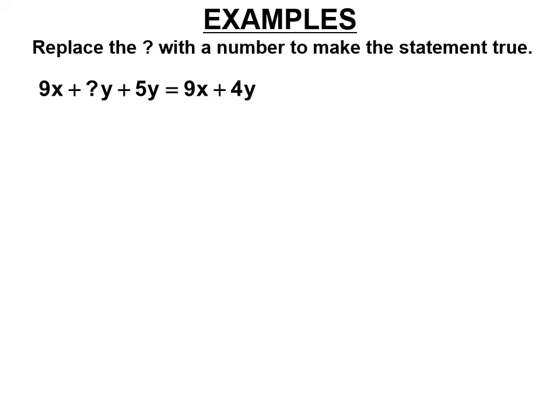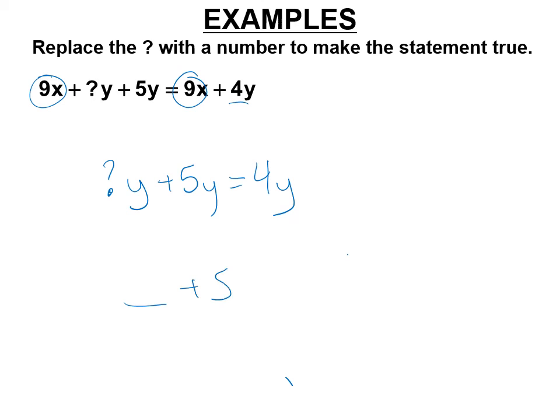Okay, so we're going to replace the question with a number to make it true. Well, let's see what it says. It says 9x plus blank y plus 5y equals that. Well, the 9x made this 9x, so we really, it's right, something times y plus 5y equaled 4y. Blank plus 5 equals 4. What is the only thing that can go in that blank? Well, hopefully you realize the question mark must be negative 1, right? Because 5 is bigger than 4, so it must be a negative number. And so it's negative 1 plus 5 equals 4.